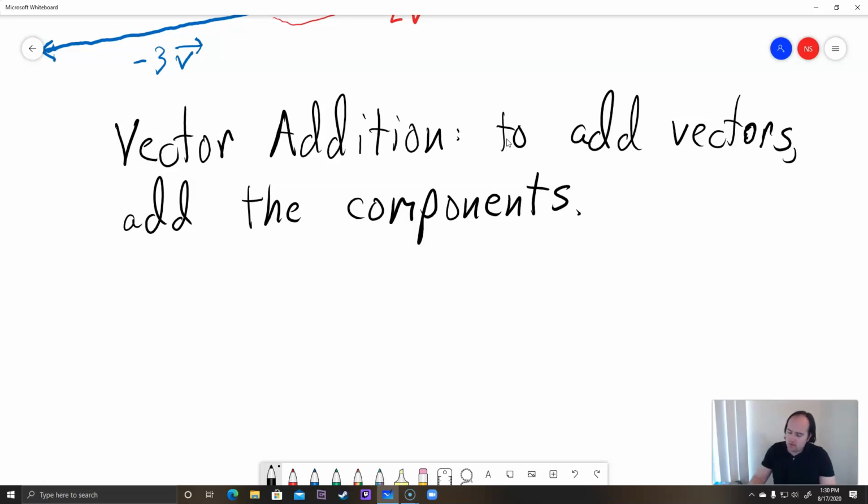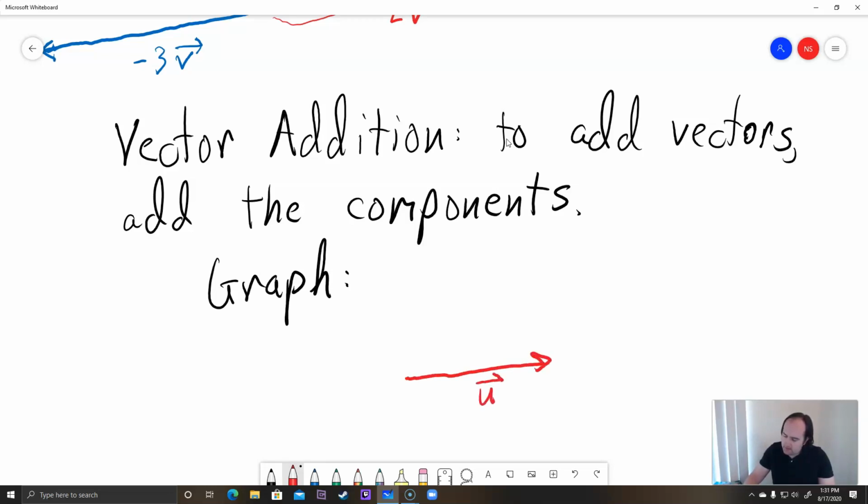And so what is that going to look like in the graph? Well, just for a sketch of the graph, before we actually do a problem, if you have vector u somewhere like this, we'll call this vector u in red. And then we have another vector v. I'm going to do that vector v in blue. That'll be right here. So this is vector v in blue.